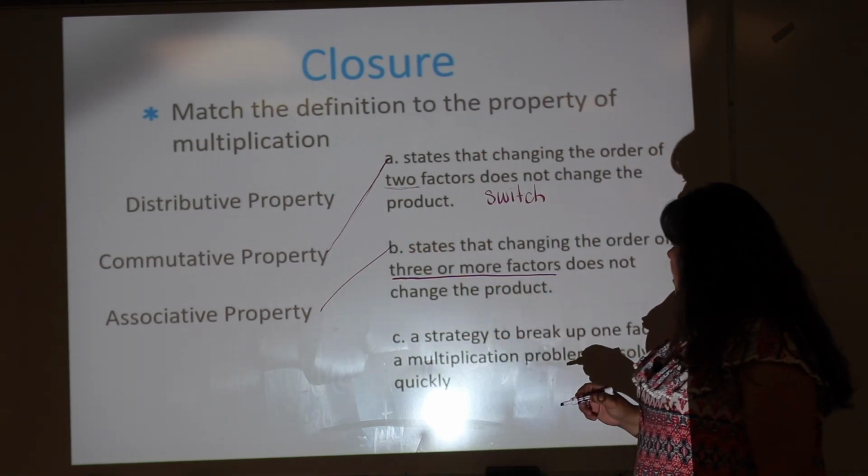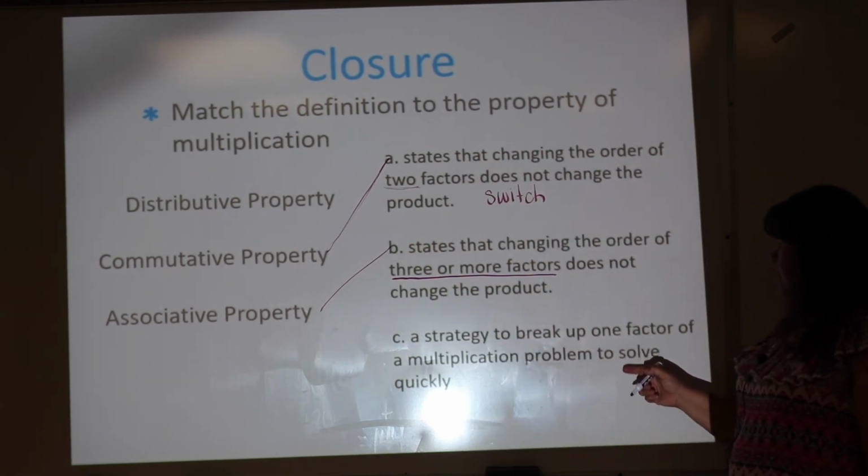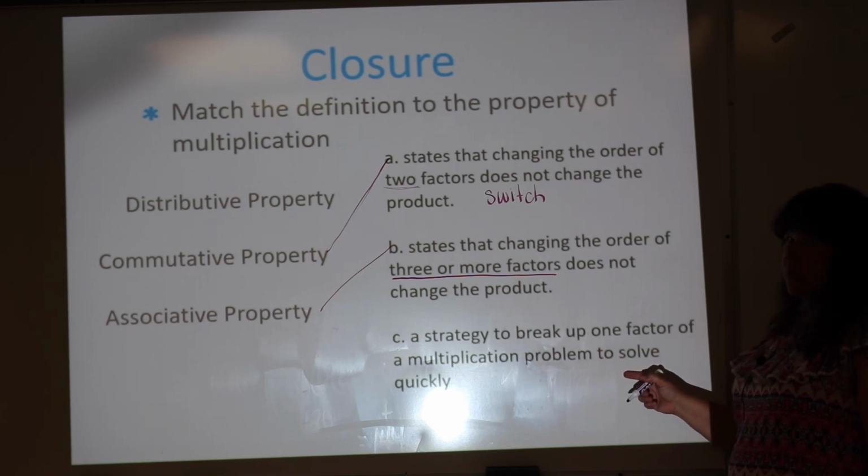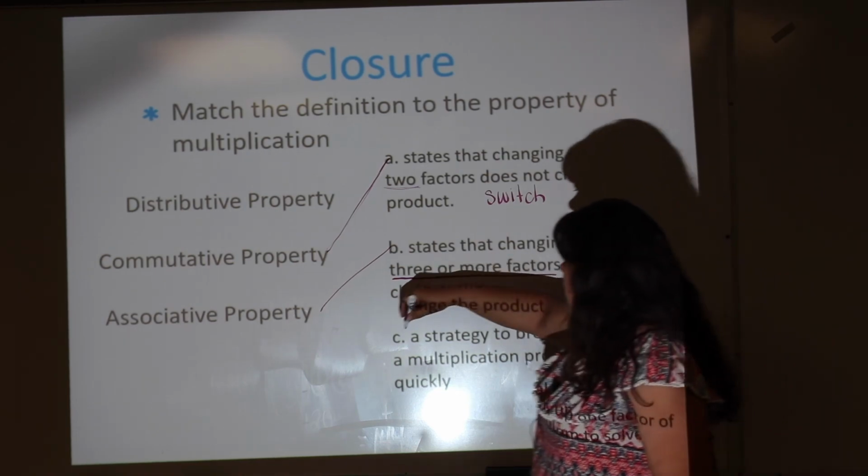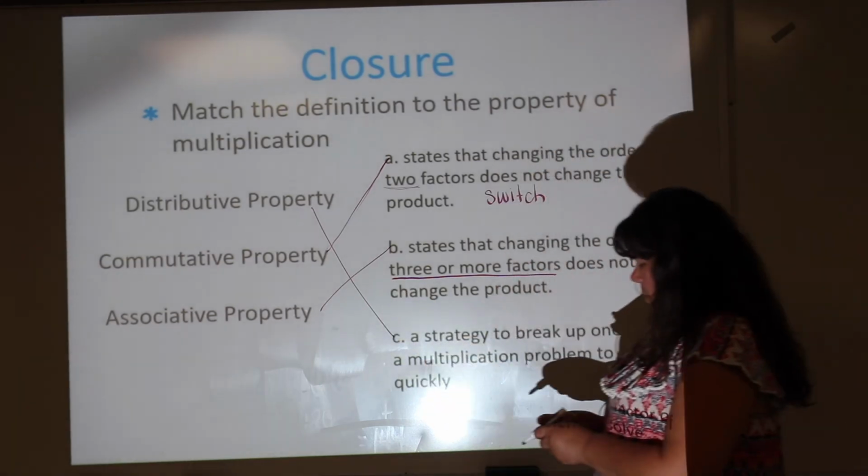Okay, and the last one, strategy to break up one factor of the multiplication problem to solve it quickly because it's so big already. So that would be our distributive property.